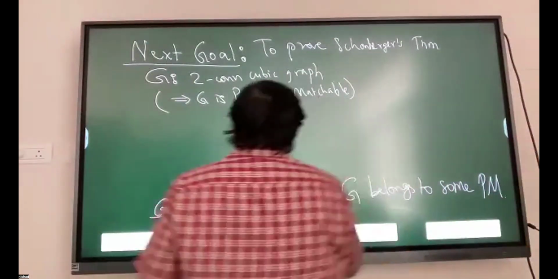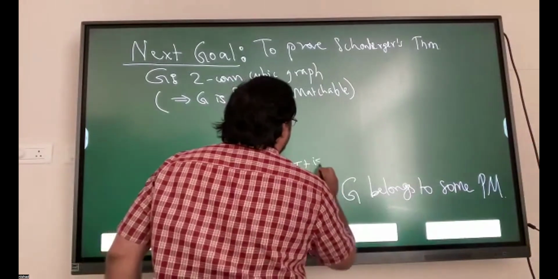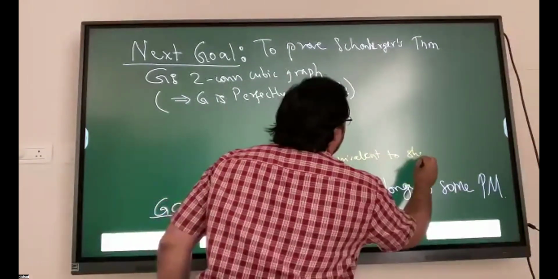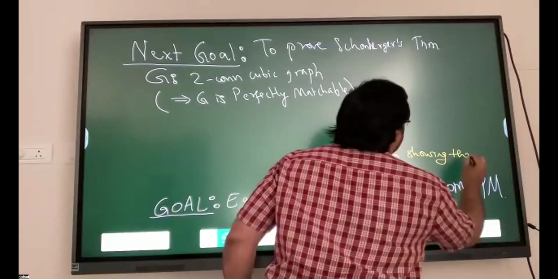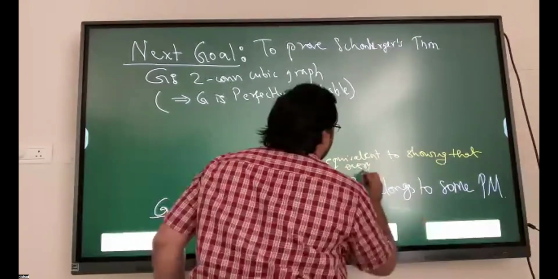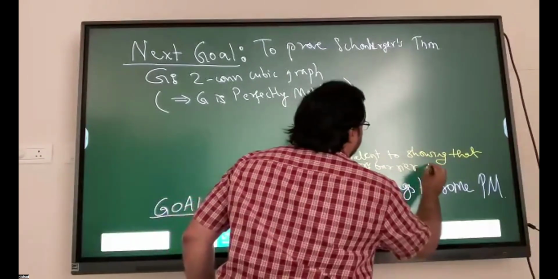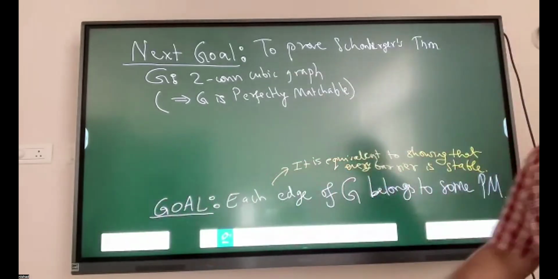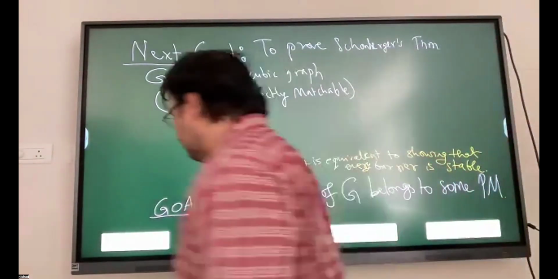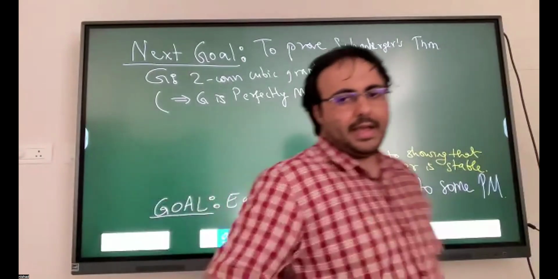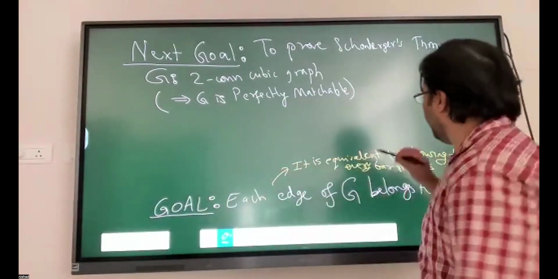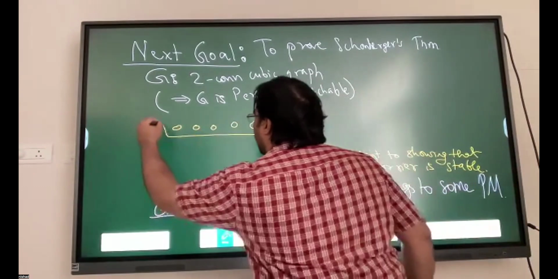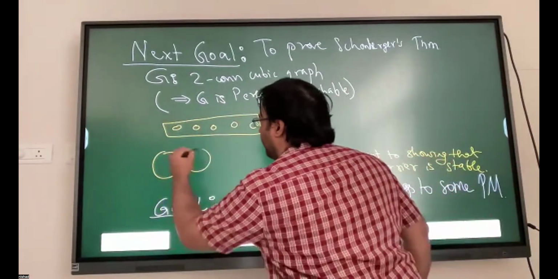So it suffices, or it is equivalent, to showing that every barrier is a stable set or an independent set. So we will prove this. Every barrier is stable. Actually the argument is almost the same as we did in Peterson's theorem. So let's consider a barrier. What is a barrier? I delete some number of vertices. Let's say I delete 5 vertices, and I get 5 odd components.